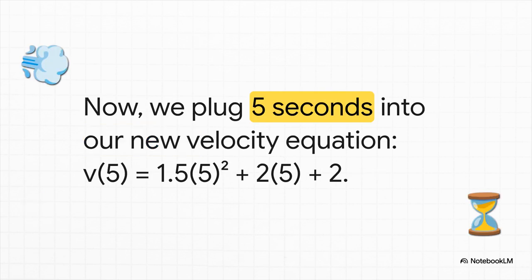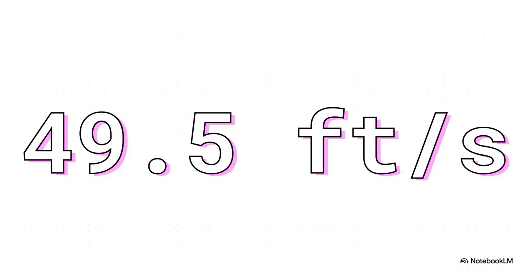And hey, you know the drill by now, right? We just pop 5 seconds into our new velocity equation. So that's 1.5 times 5 squared plus 2 times 5 plus another 2. Which gives us a speed of 49.5 feet per second. Now hold on, because this is where it gets really interesting. What does that actually mean? Well, that's nearly 34 miles per hour. Our snowboarder isn't just kind of cruising along, they are absolutely flying down that hill.